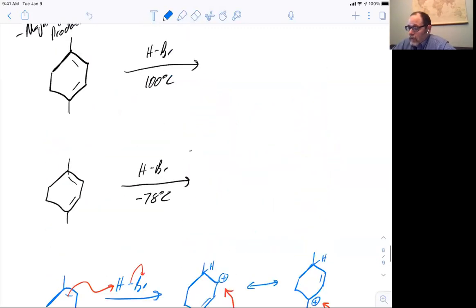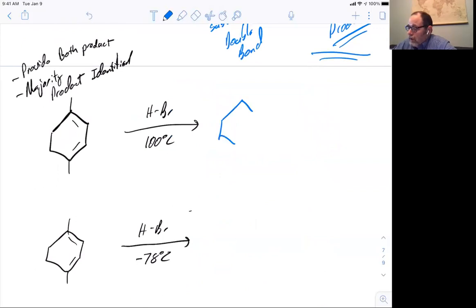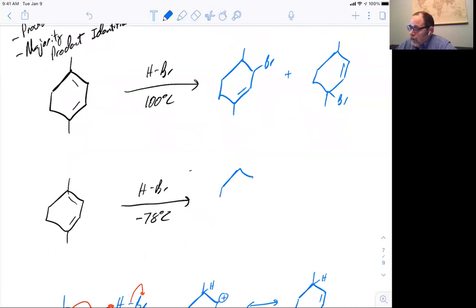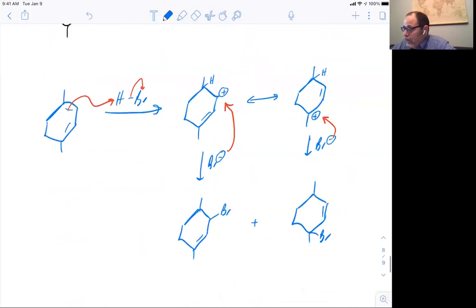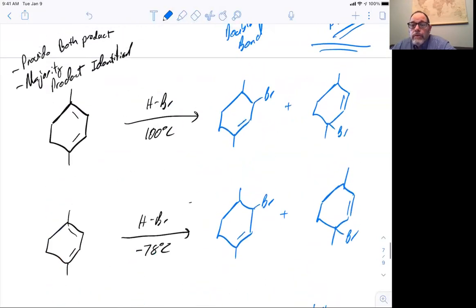So let's transpose those up here. Our two products are going to be the 1,2 product and the 1,4 product. And down here, we can do the same thing. Yes, there's only two double bonds in the reactant. Did I draw three? No. So it's not an aromatic, it's just a diene.